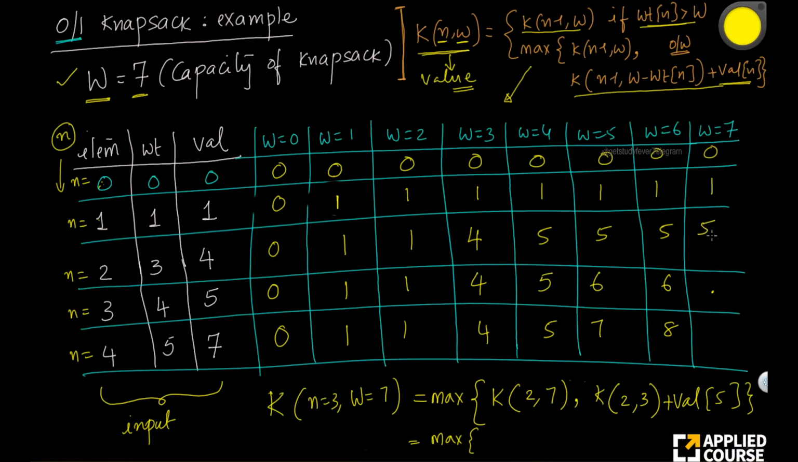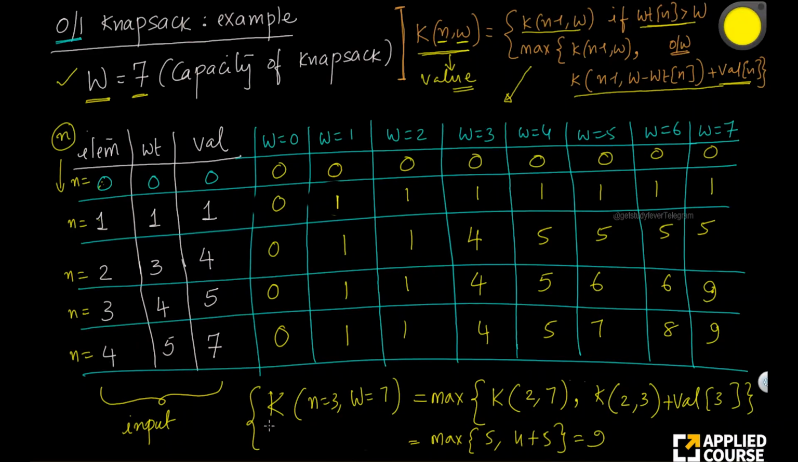N equals 2 and 7, this is 5. And 2 comma 3, N equals 2 and weight equals 3, which is 4. 4 plus the value of N equals 3, sorry, value of 3, not 5. What is the value of 3? 5. What is the max of both of them? 9. So you fill 9 here. That's how you fill the whole thing.